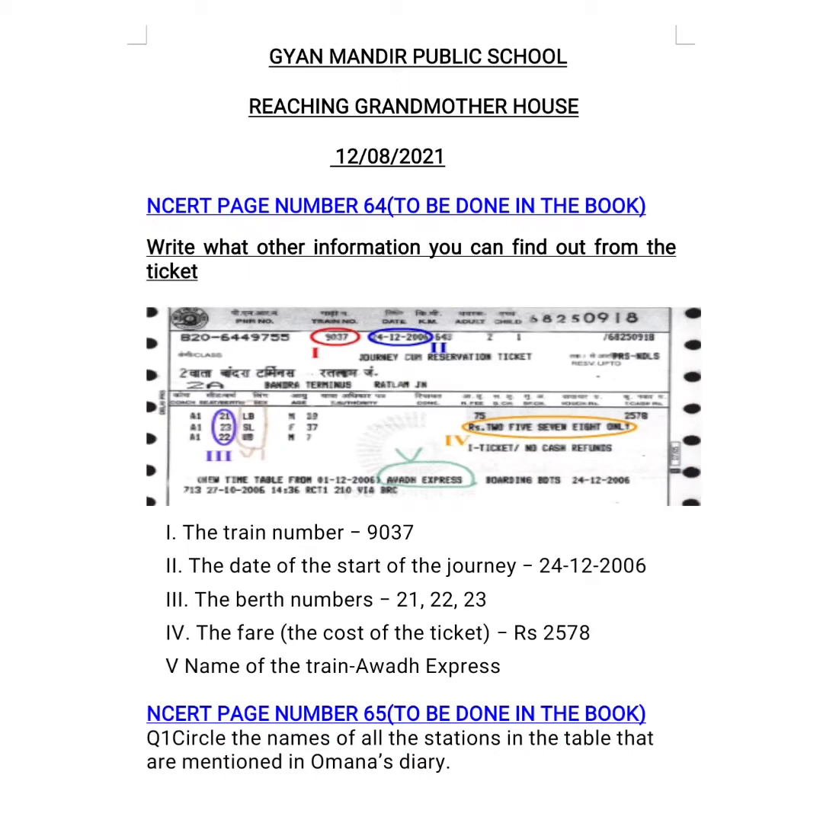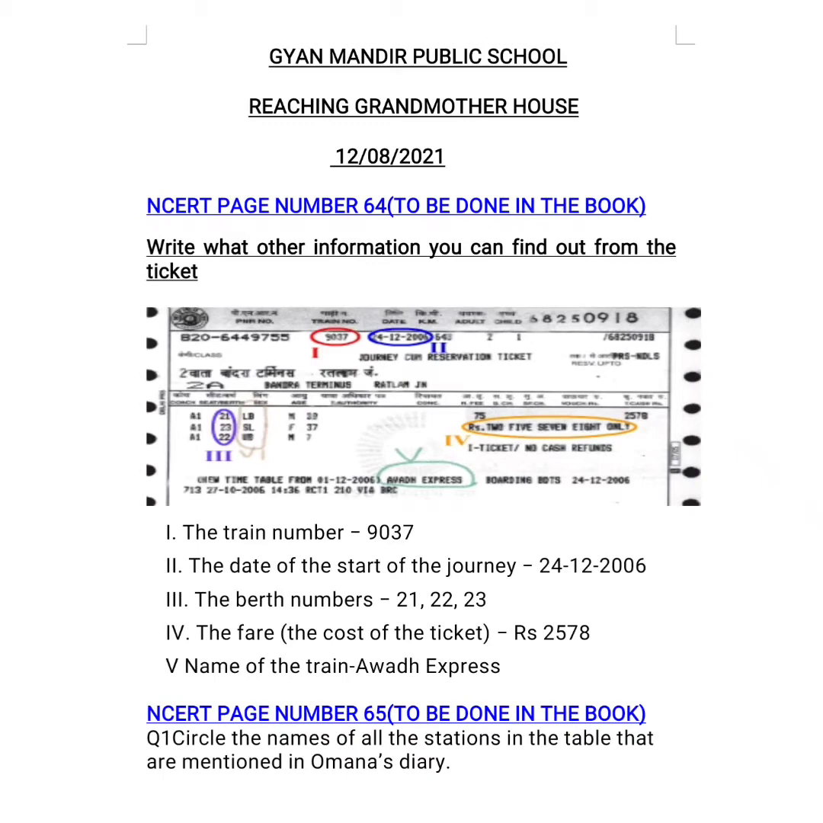So the first question of page number 64 is, write what other information you can find out from the ticket. So class, there is a ticket that is given in the image and you have to write down the information that you will be able to find out. So class, we have learned about reading the ticket. So you can see that there is a train number given on the top and I have encircled it with red. So the train number of the ticket is 9037. Every one of you can see one number with red, so that is our train number.